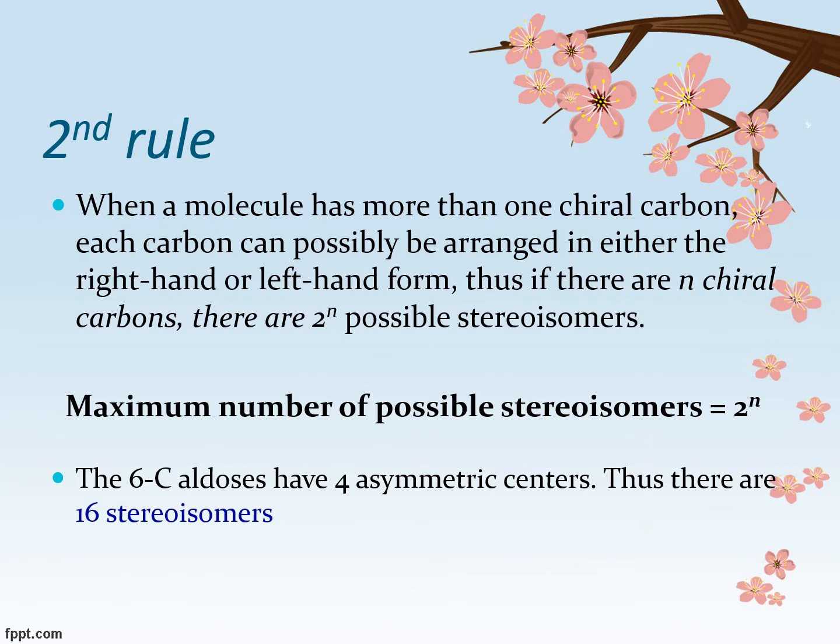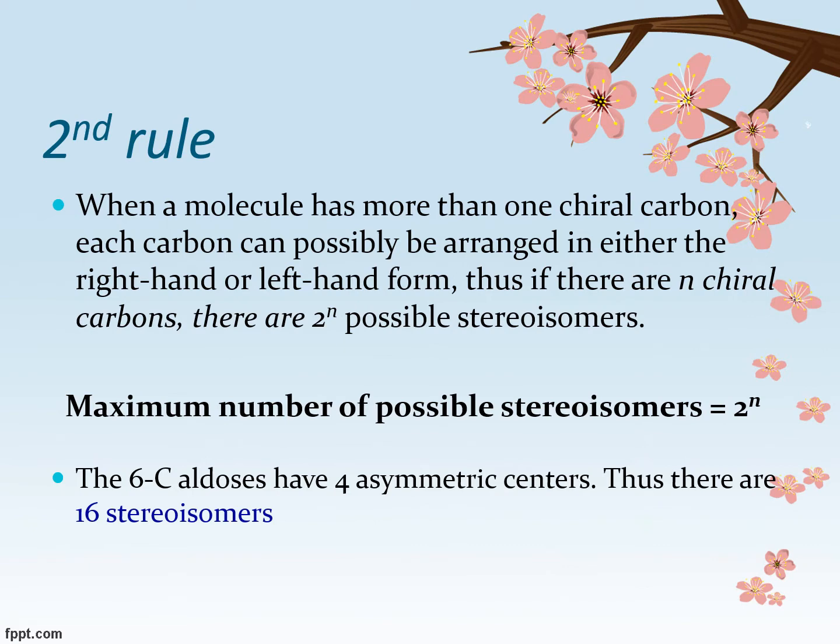Now, what is the second rule? When a molecule has more than one chirocarbon, each of these carbons can possibly be arranged in either the right hand or the left hand form. Remember the D and L in the previous slide? So it means there are 2 power of n possible stereoisomers. This is the formula to calculate the maximum number of possible stereoisomers of any saccharide.